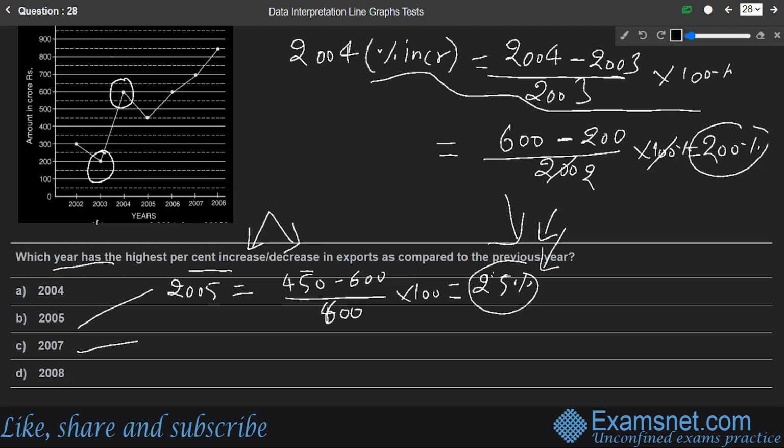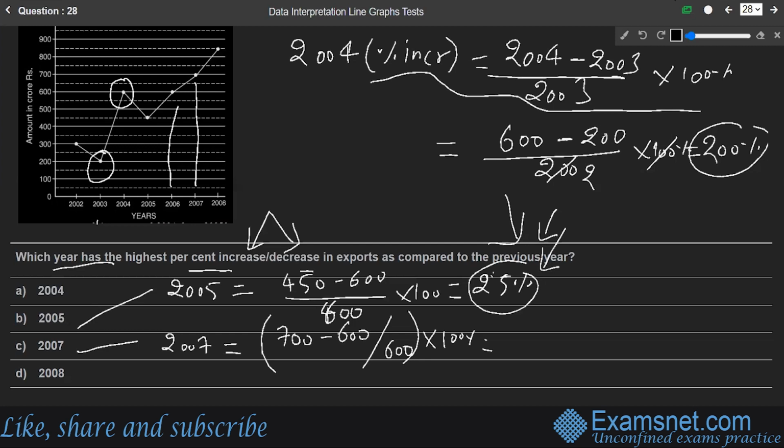Now for the year 2007, we have to see the value of 2007, that is 700, minus the previous year value, 2006, that is 600, over the older value, which is always taken, so over 600, into 100%. This is how we are supposed to solve this.